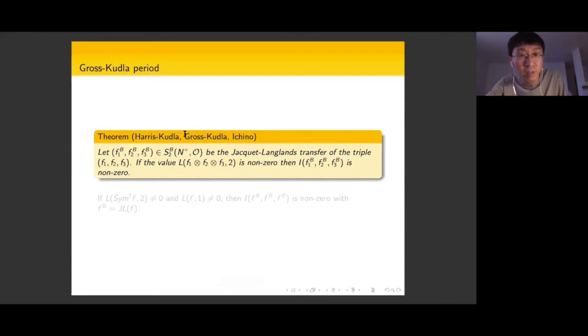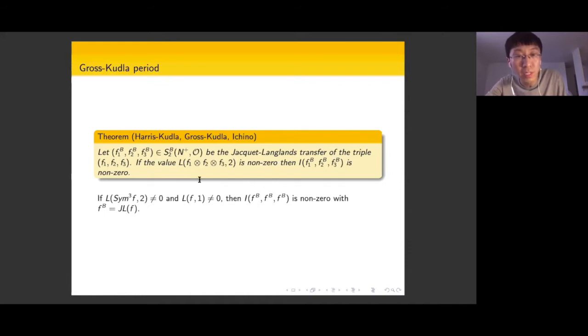This is called the Gross-Kudla period, and it's an important theorem of Harris-Kudla, then refined by Gross-Kudla and Ichino, that if the central critical value of this triple product L-function is non-zero, then the Gross-Kudla period, this period integral, is non-zero. In the symmetric cube case, since I assume the symmetric cube L-function is non-zero and the L-function of f is non-zero, the triple product L-function associated to f is non-zero. So the Gross-Kudla period in this case is non-zero.